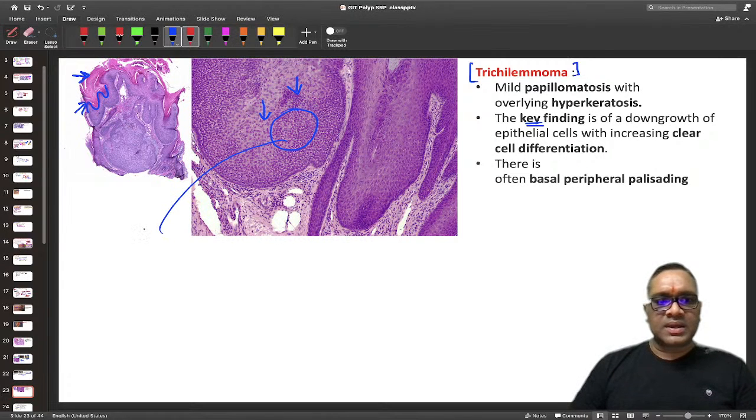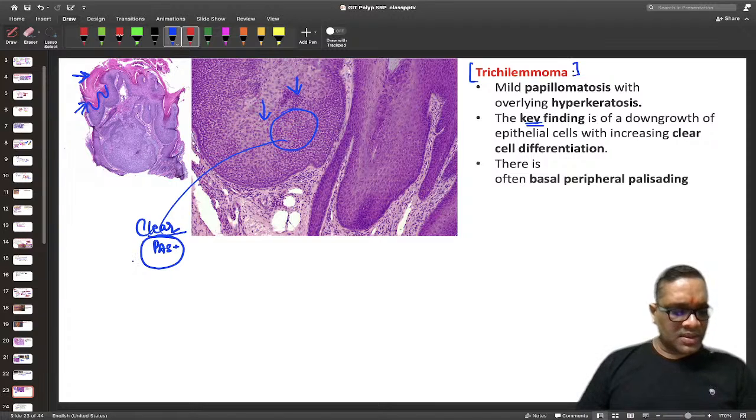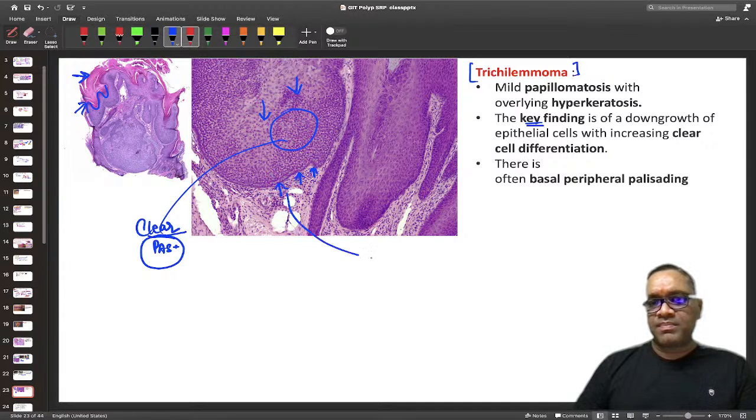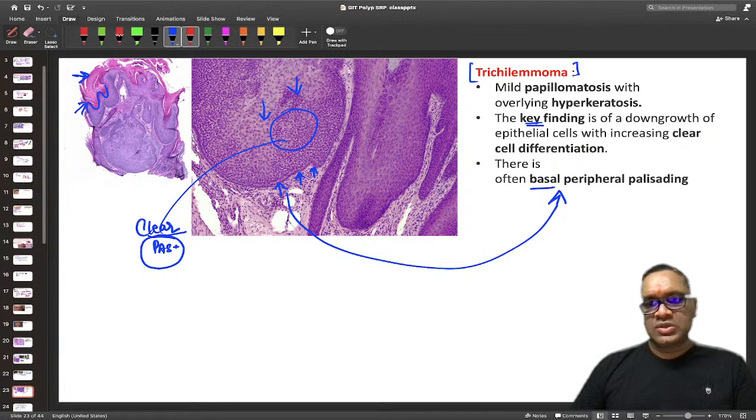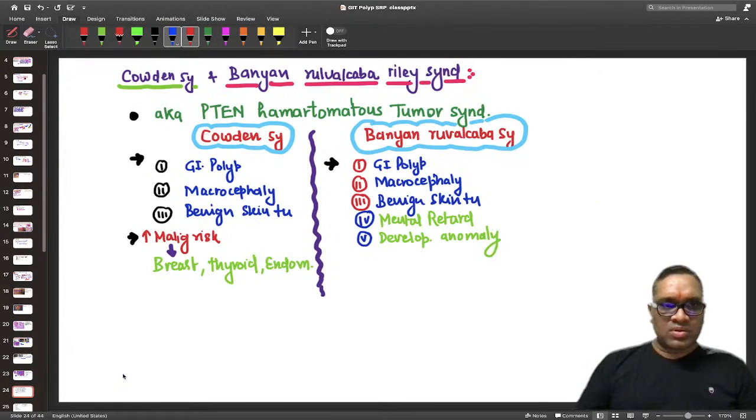The clear cell differentiation is because of PAS positive substances, glycogen, present in them. And this is also very important: if you look at the peripheral area, you can notice there is peripheral palisading also. So downward growth of the tumor with basal palisading and clear cells at the base, as you can see in this biopsy, will be diagnostic of tricholemoma. So when you find all these things, you should think about Cowden syndrome.